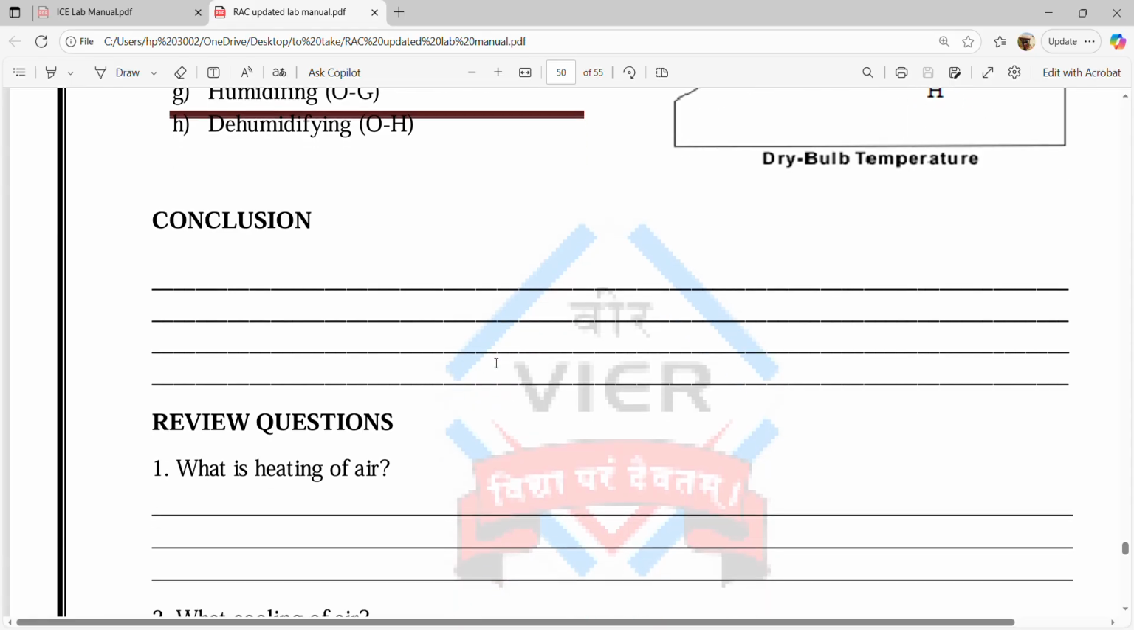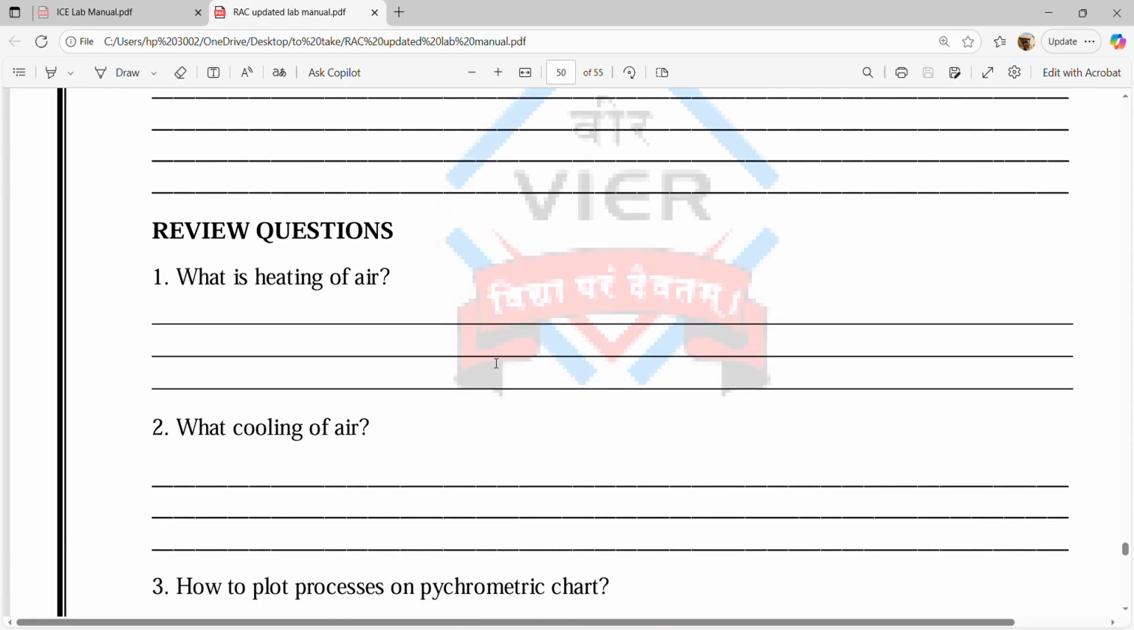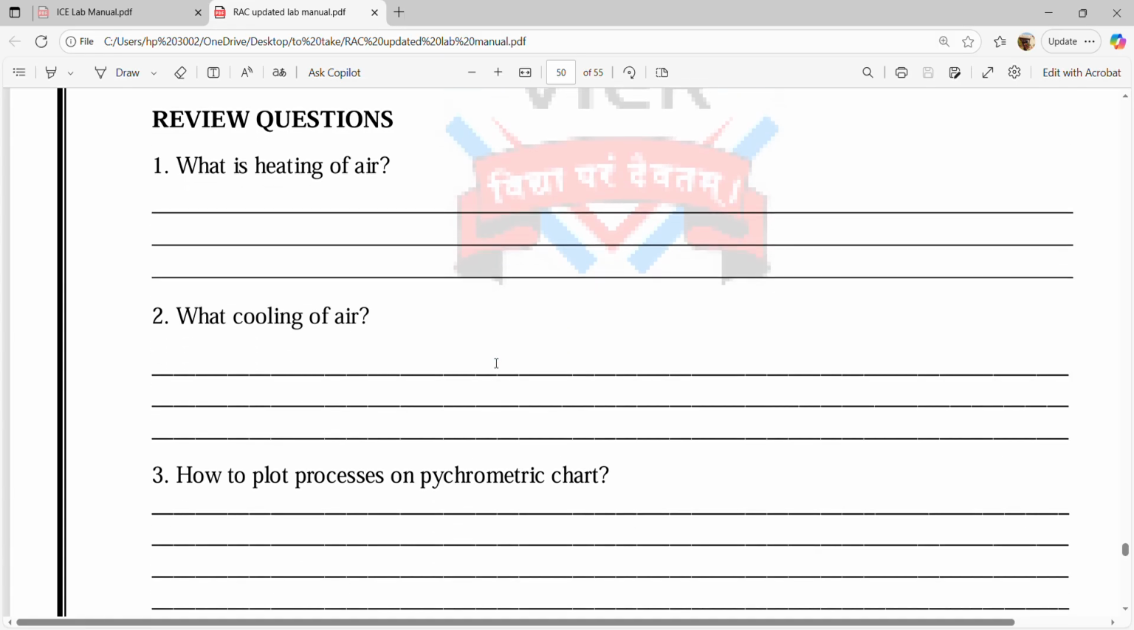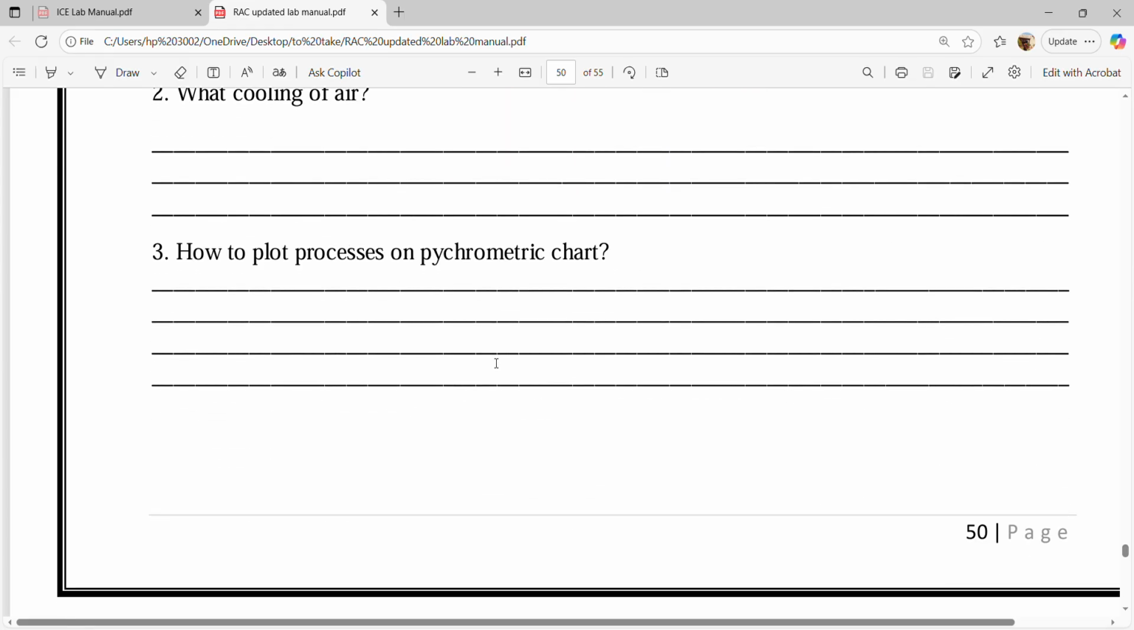So you have to conclude this, and these are some of the review questions. What is heating of air? What is cooling of air? And how to plot a process on the psychrometric chart.